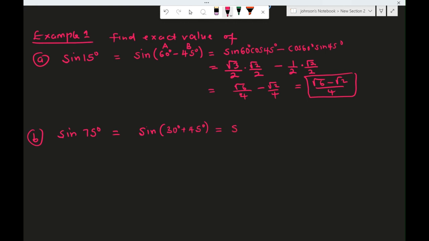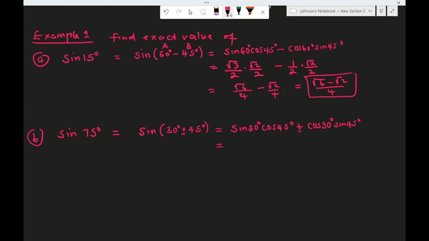Then here, since we're using addition, it's going to be sine of 30 degree cosine of 45 degree. Then it will be plus. Then now cosine will take charge. Cosine will start, then sine will finish it up. But this is plus, it's to remain plus. It's not going to change.